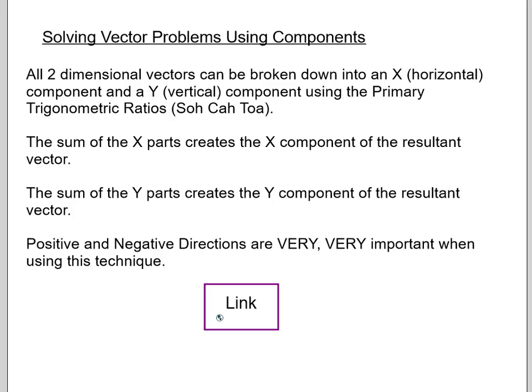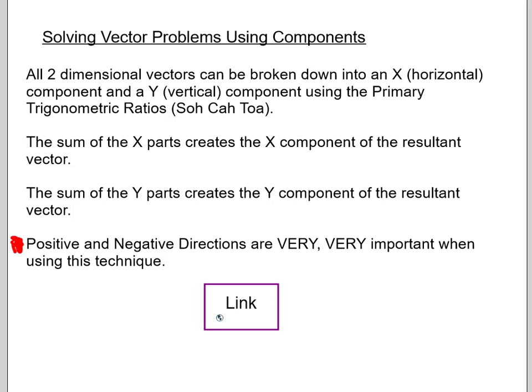So we're going to take all of our two-dimensional vectors and break them down into their horizontal and vertical components. We're going to do all of that with primary trig ratios. We're going to sum up the x parts, and we're going to sum up the y parts, and that will give me the components of the resultant. Positive and negative directions are super important.